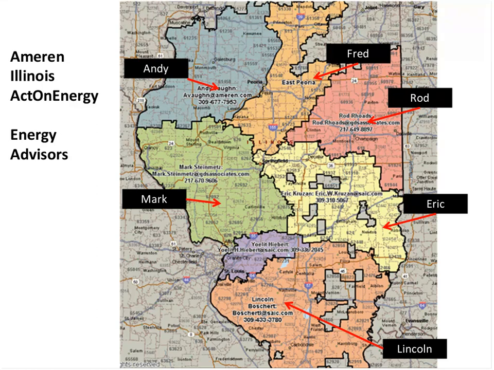And this map shows the Ameren Illinois territories covered by each energy advisor, but if you'd like, you can email me or call me, and I can give you the phone number of the energy advisor in your area and let them know that you're interested in an energy audit or a level 1 walkthrough of your facility to see what kind of improvements can be made.